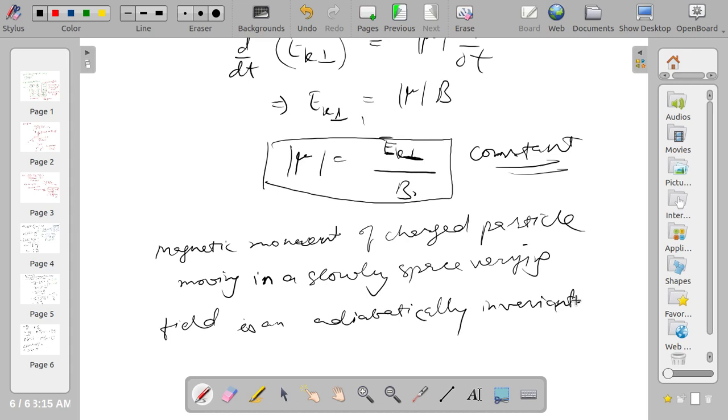So with this, the first part of this lecture will complete. Now in the next we will talk about the gradient drift, and then later on the curvature drift.